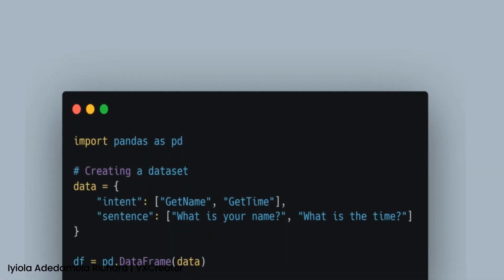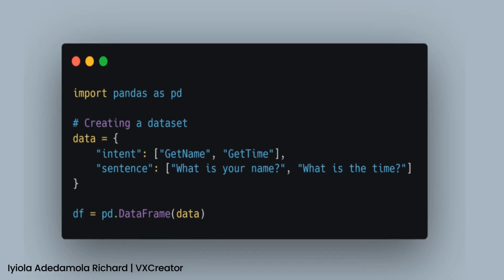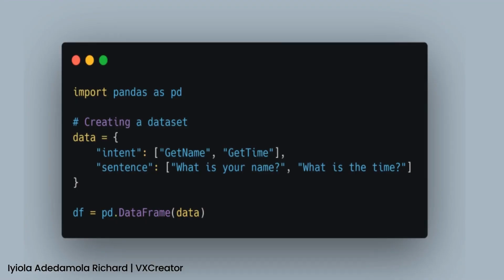Step 1: creating a data frame. First, let's create our data set. This is where we teach our chatbot how to understand some basic commands, like asking for its name. In order to do this, we'll be using the pandas library. So import the pandas library, then create your data set. This is simply a dictionary containing a list of intents and sentences. Then use the DataFrame method of the pandas library to convert your data into a data frame. The intent is what the chatbot understands and the sentence is what the user says. Think of it as teaching your bot new phrases.